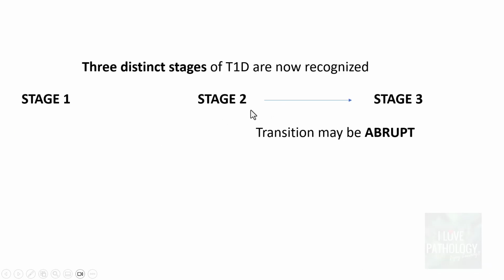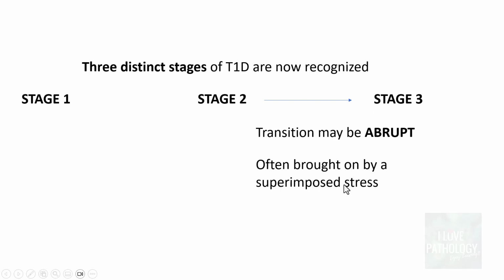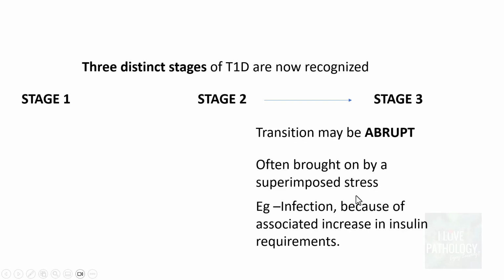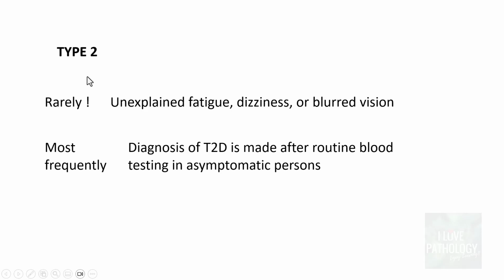Okay, so we should also know that the transition from stage 2 to stage 3 can be abrupt at times, usually brought about by superimposed stress, particularly infection, because there is an associated increase in the insulin requirements during these stressed conditions. Type 2 diabetes, in contrast to type 1 diabetes, very rarely manifests with unexplained fatigue, dizziness, or blurred vision. But the most frequent way of diagnosing type 2 diabetes mellitus is after routine blood investigations in asymptomatic persons.